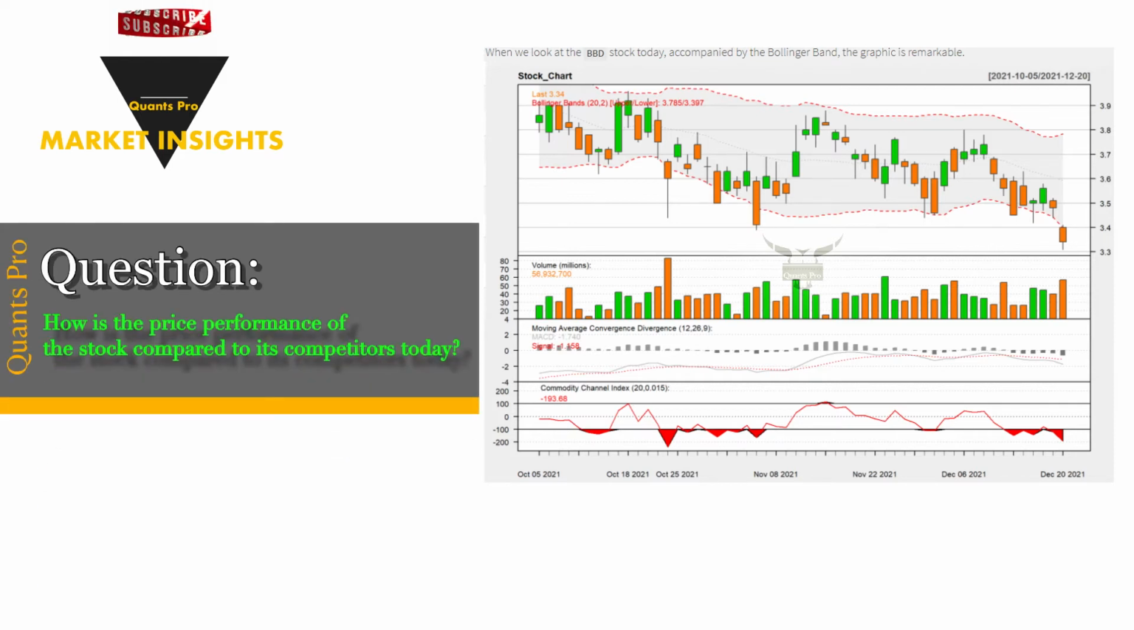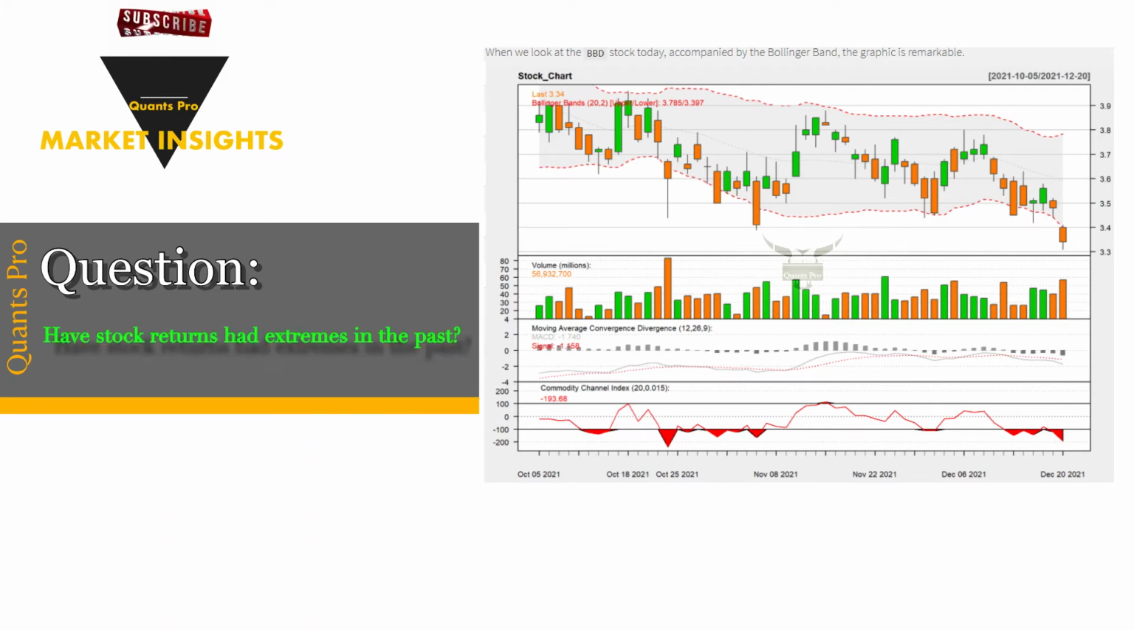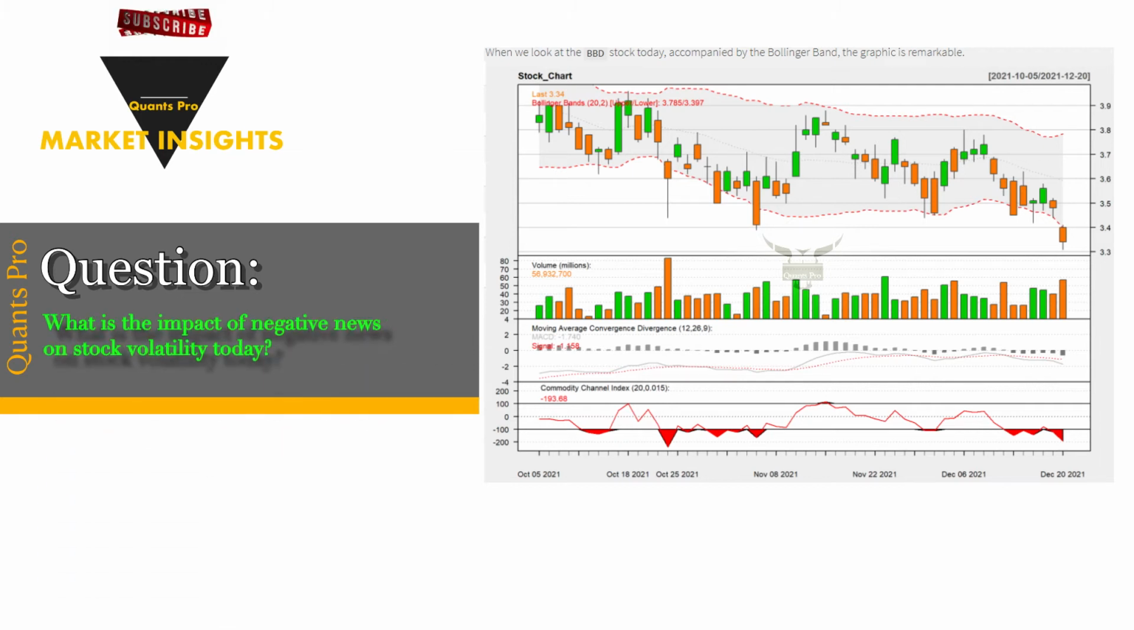The questions we are trying to answer are: how is the price performance of the stock compared to its competitors today? Have stock returns had extremes in the past? What is the impact of negative news on stock volatility today? Analytical answers to these questions can help minimize future risks.